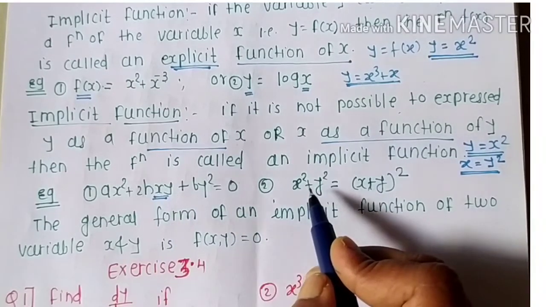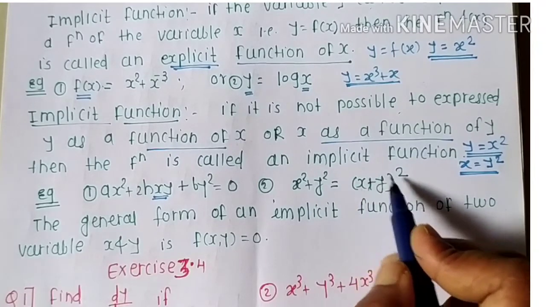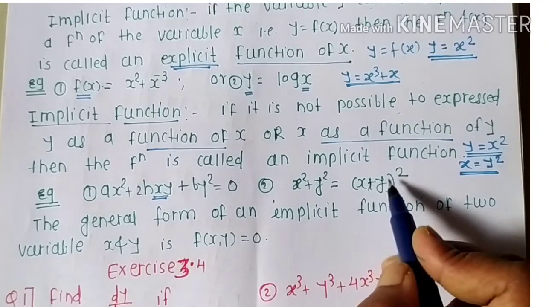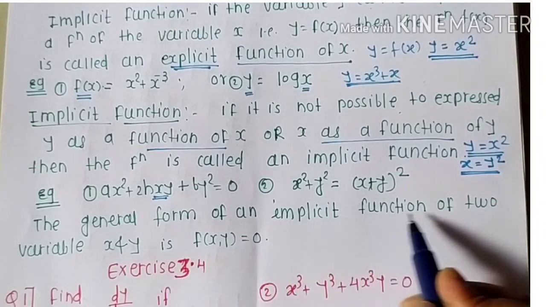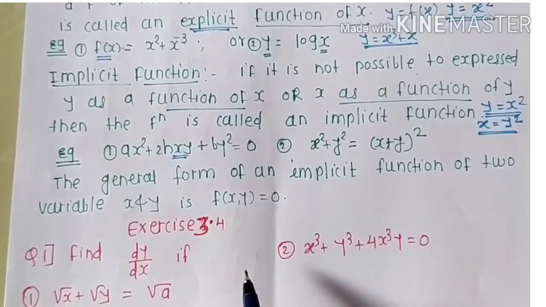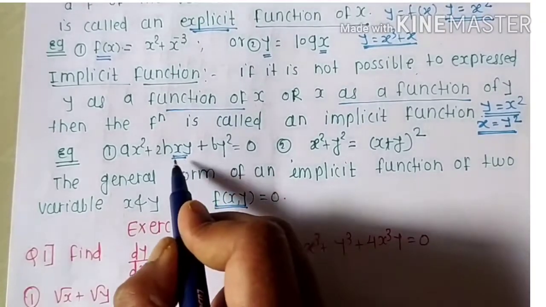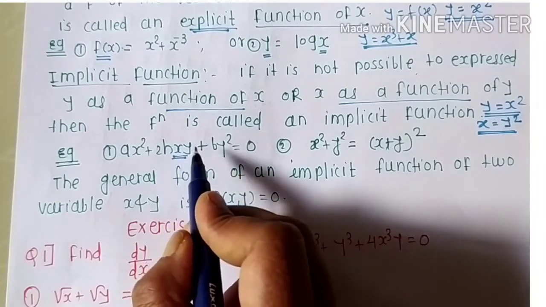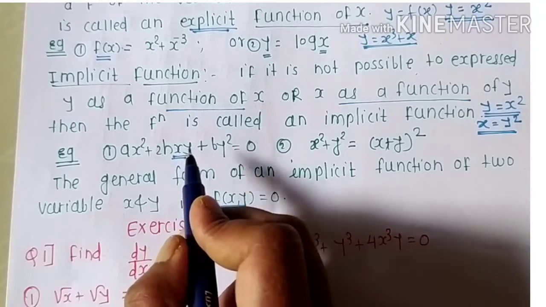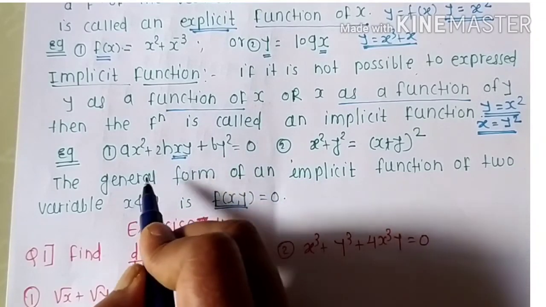The next example is x square plus y square is equal to x plus y whole square. When we expand this, a product term exists. The general form of an implicit function of two variables x and y is f of x, y is equal to 0. There exists a product term of xy such that it is not possible to separate out the x and y terms. Then this is known as an implicit function.